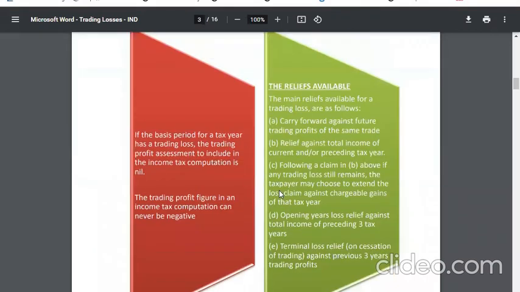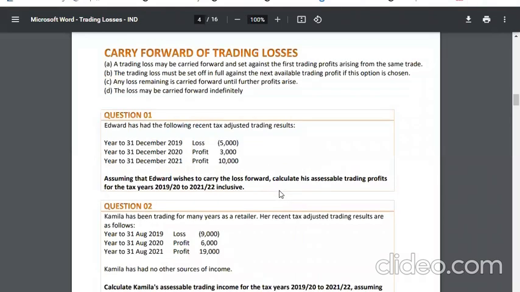If we have a trading loss, we are allowed by the tax authorities to carry it forward. How to do it, we will learn. But before starting this, how will the trading loss arise? We know some workings, we learned them.